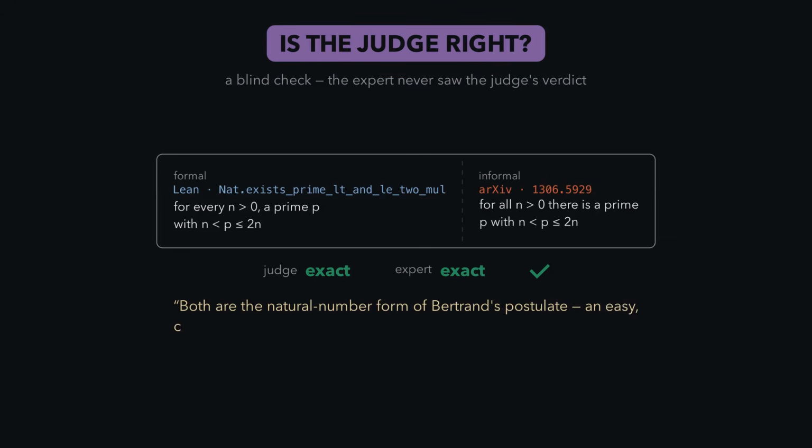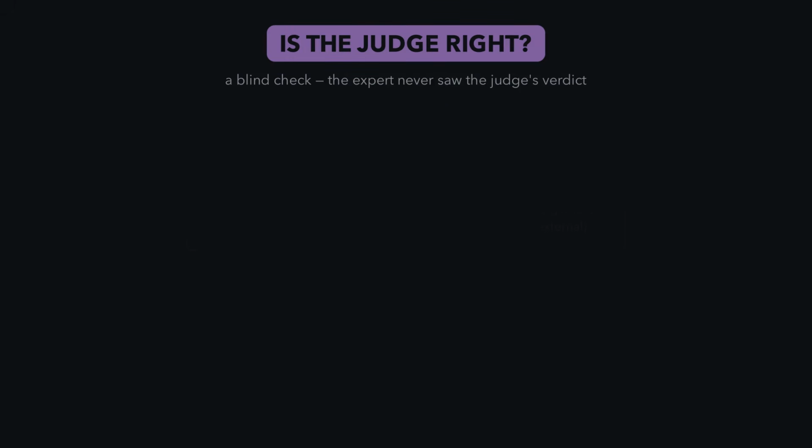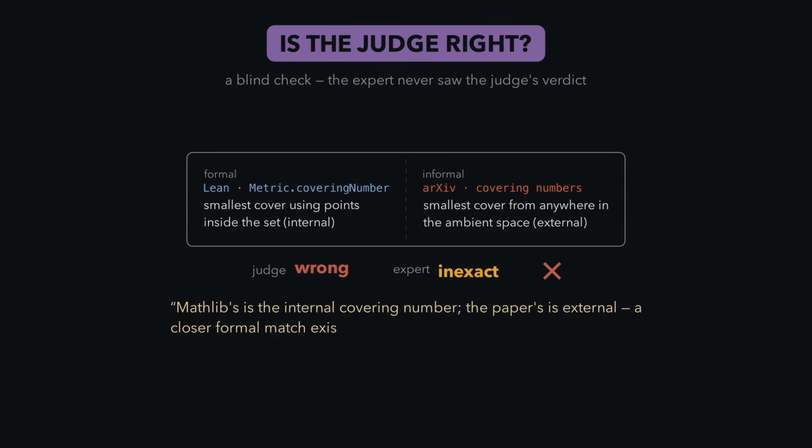Here the expert said that both are the natural number form of Bertrand's postulate, which is an easy, clear match. Here he says that the paper means a unitary map, which in turn forces orthonormal bases, which is context that the judge wasn't given. As a result, this is an exact match. On this one, he says that Mathlib has the internal covering number, while the paper's is external. A closer formal match definitely exists, hence this is inexact.